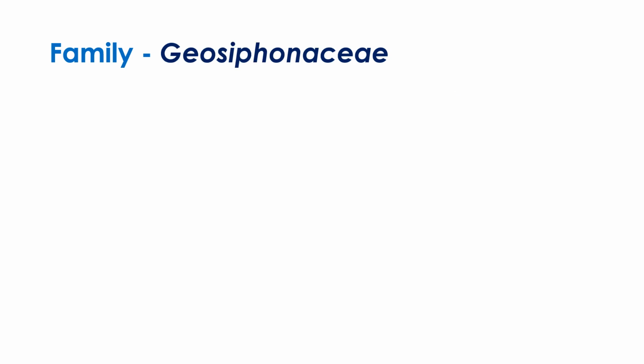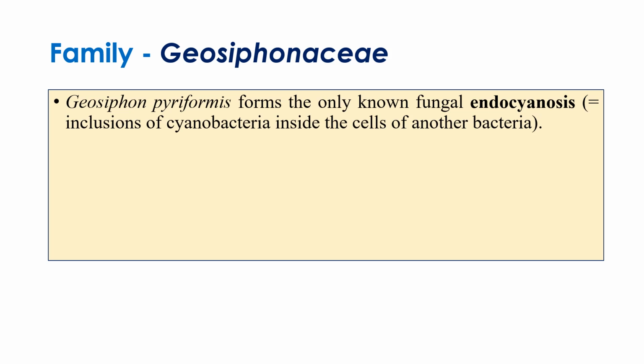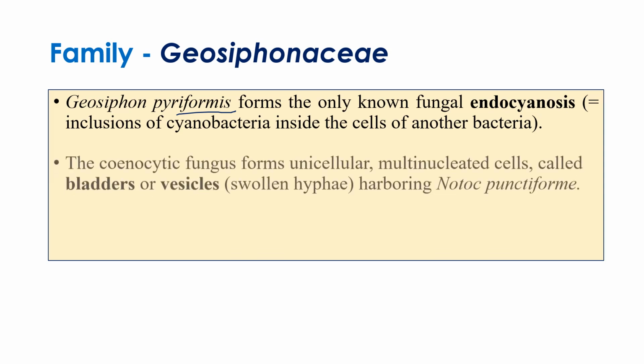The next family is Geosiphonaceae. The one important species, Geosiphon pyriformis, we have already discussed. They have a specialized mechanism called endocyanosis. They have a good relationship with Nostoc, generally called blue-green algae, or cyanobacterium, which has a symbiotic relationship here. This is not with plant roots; it is between the organisms, which have a very good relationship, called endocyanosis.